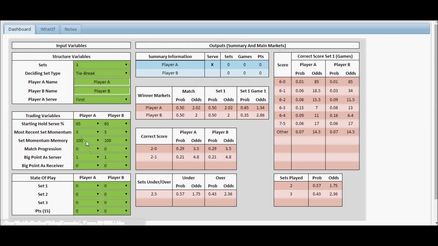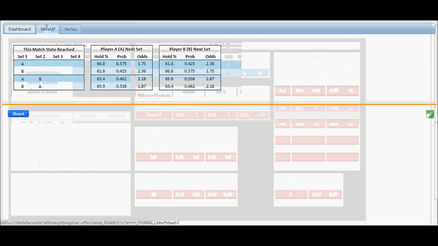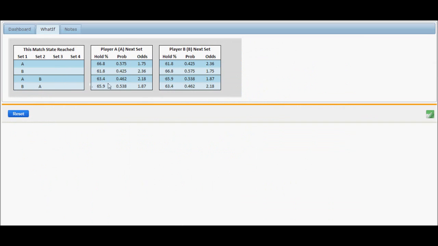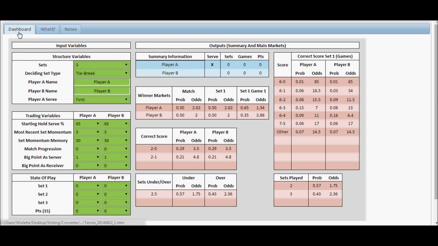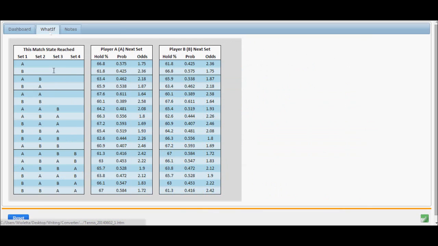But the default value of 50 seems about right, because what it says is that the player who won the second set has now got some momentum, but obviously it's not as much as the first guy had from winning the first set, so this has kind of come back now. So if A wins then B, it comes back to 63.4 against 65.9, and the same the other way. You can go further with this, so if it's a 5-set match, and I go back and look here, then you get all the different scenarios.